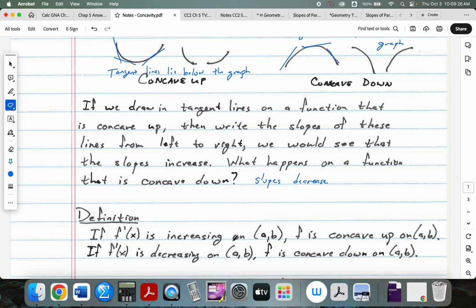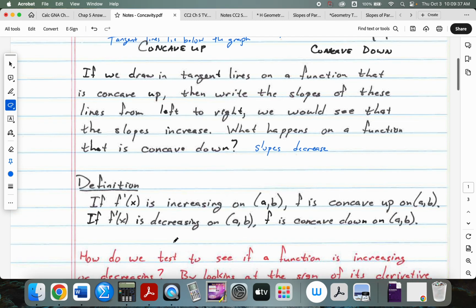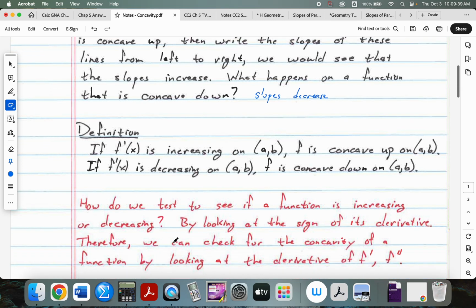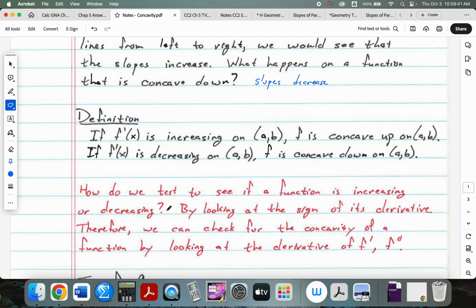If the derivative of a function is positive, then that function is increasing on that interval, right? So that's the question I just asked here. How do we test to see if a function is increasing or decreasing? By looking at the sign of its derivative.